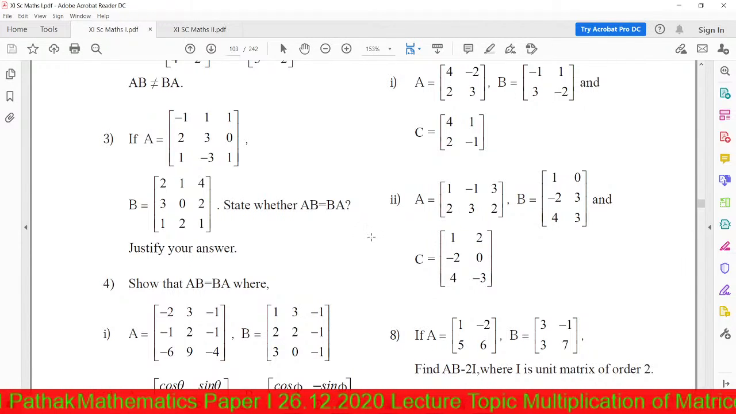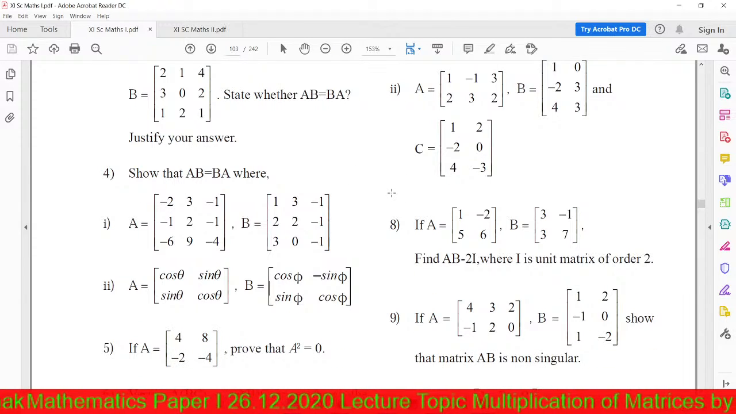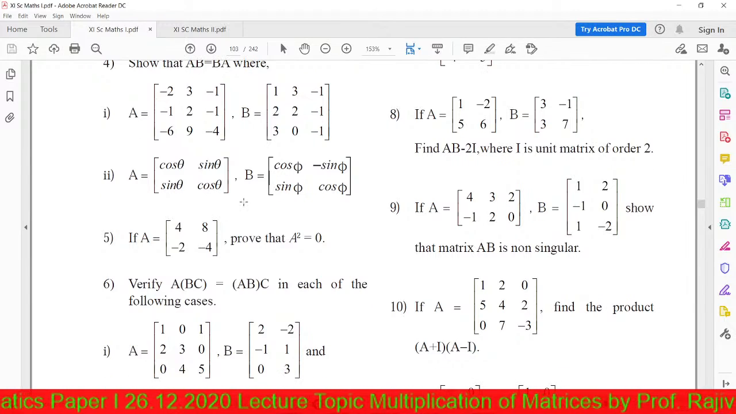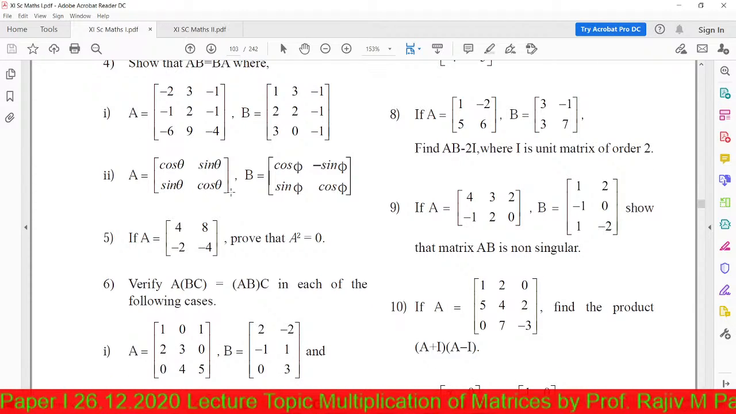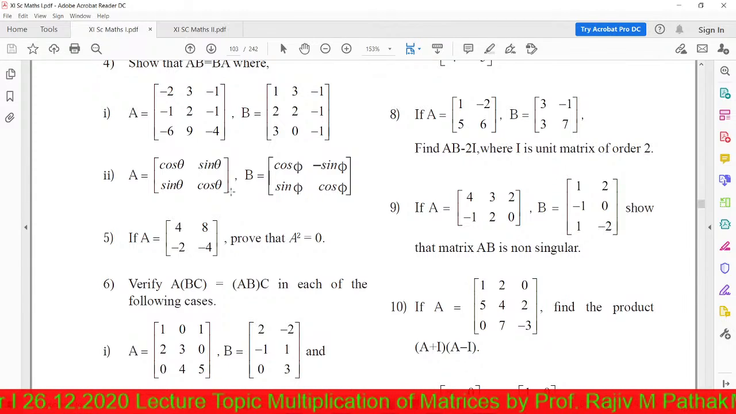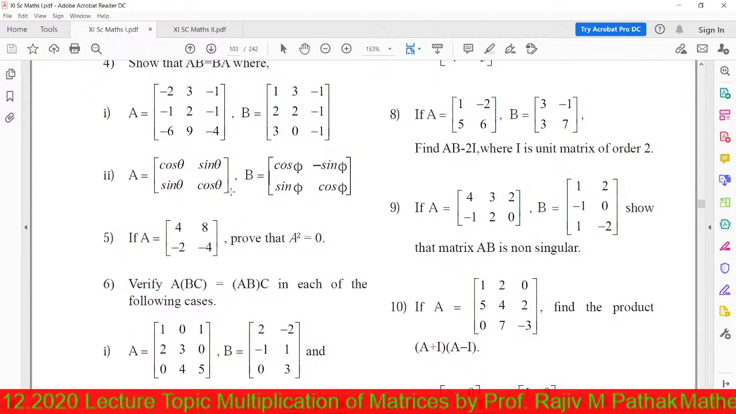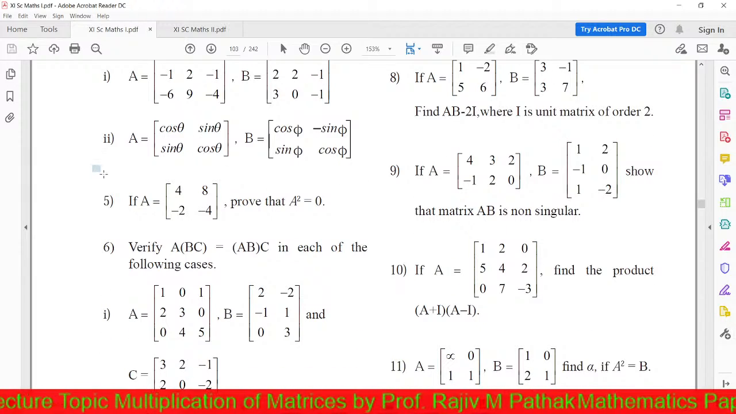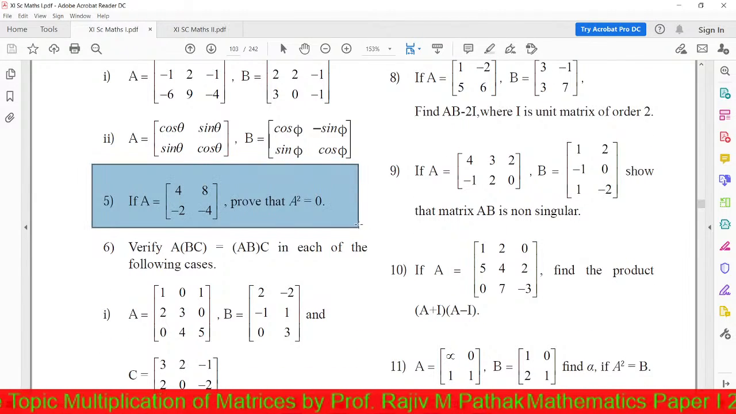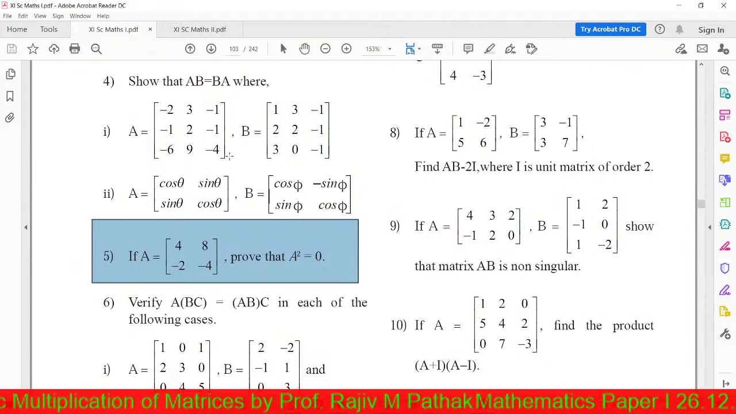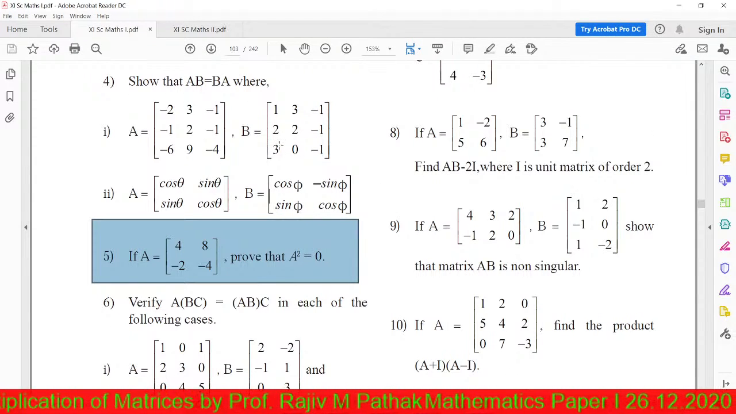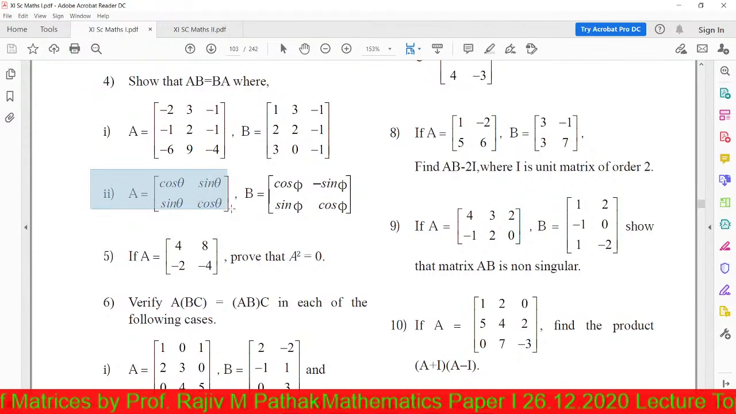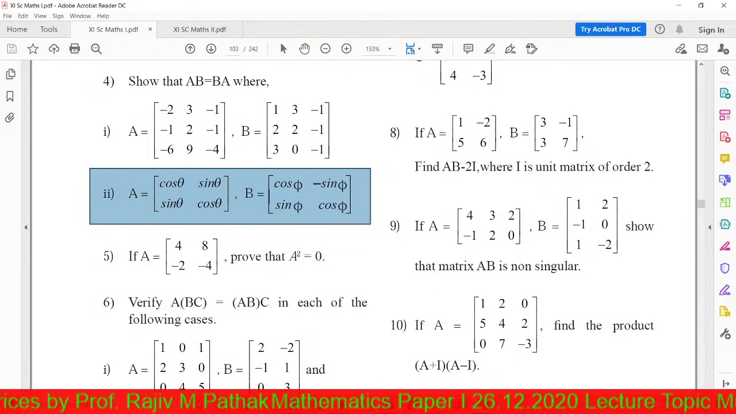Okay, so that AB is equal to BA. In the same manner we have to perform this. So let's see problem number 5. Now in this case you have to just compute AB and BA and then check whether it is equal or not. Okay, before going to 5, let us see second example where we have to prove AB is equal to BA.